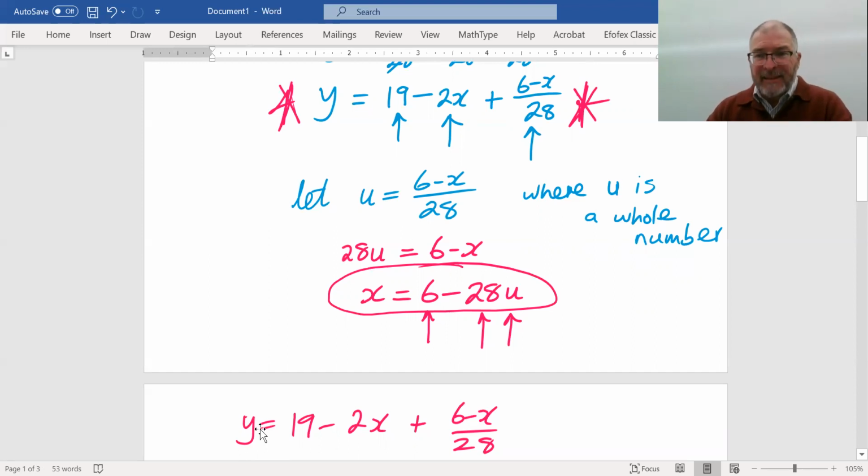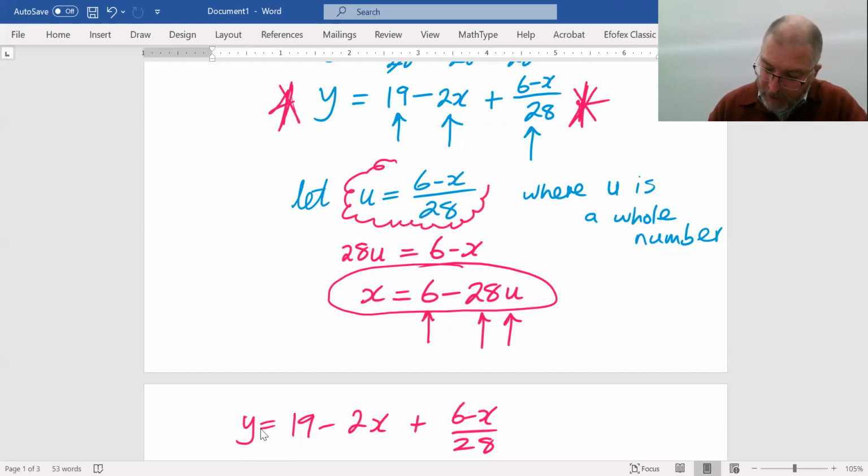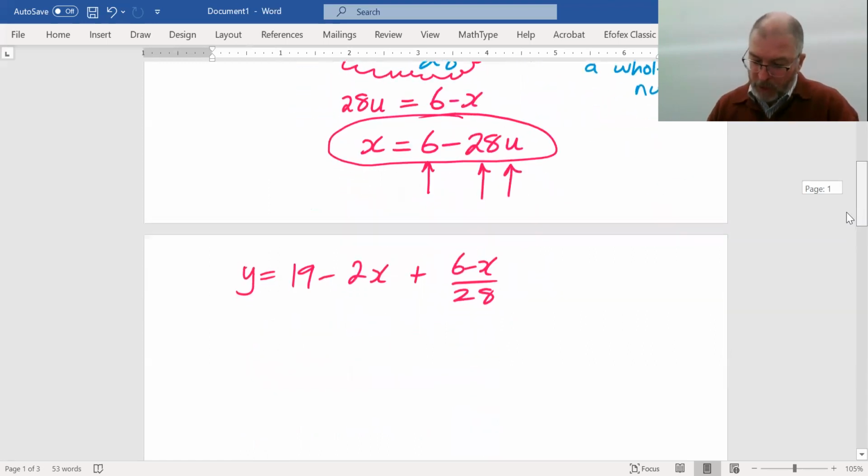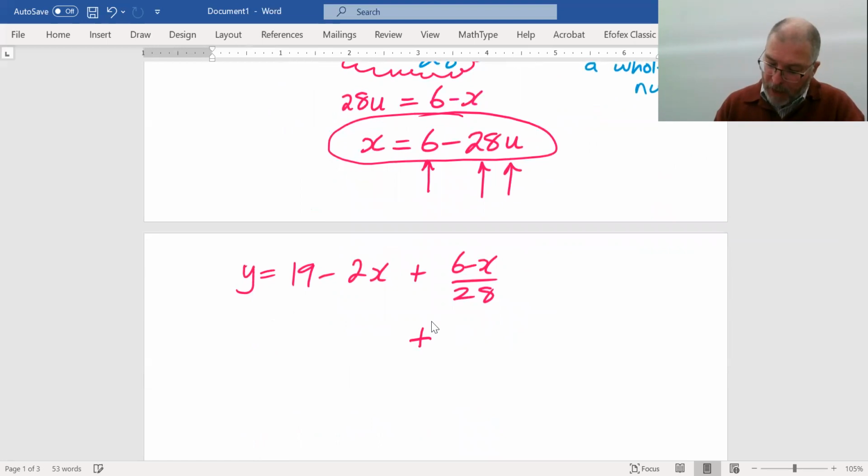Why can I do that? Well, I'm circling it here. I'll put it in a cloud. I've already declared that u is (6 minus x) on 28. So if I see (6 minus x) on 28, I can clearly write the letter u. And I do see this here. So I'm going to write plus u.